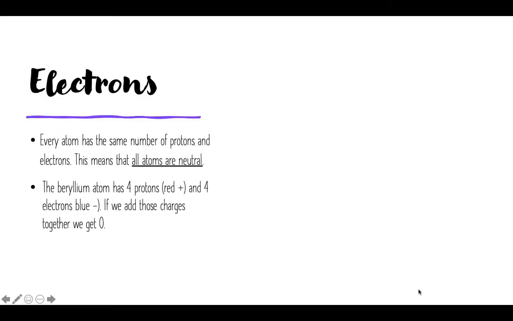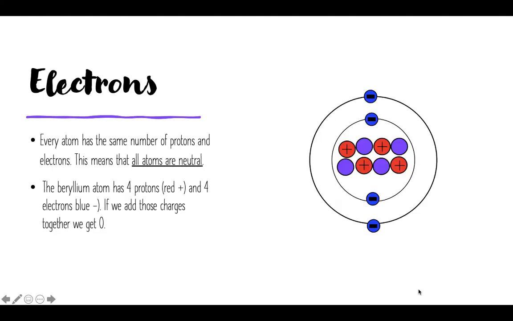So let's think in more detail about electrons. We should already know that every atom has the same number of protons and electrons. This means that all atoms are neutral. Let's look at that in a little bit more detail. So this is a beryllium atom. In the centre of the beryllium atom, you can see 1, 2, 3, 4 positively charged protons, and around the outside we can see 1, 2, 3, 4 negatively charged electrons.